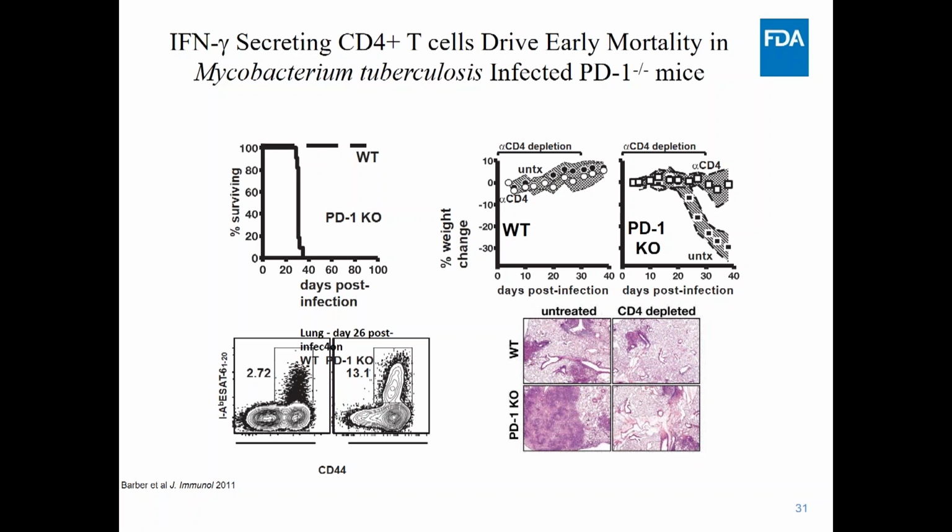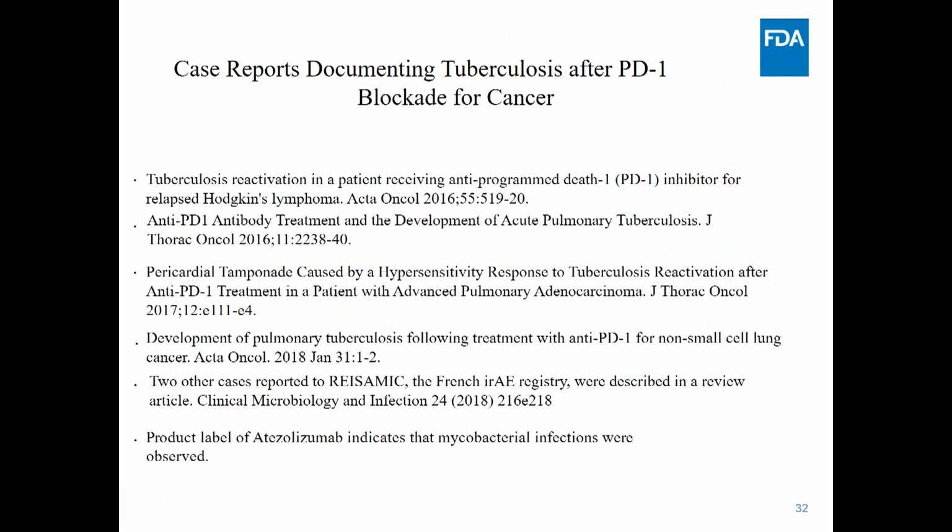So in this circumstance, anti-PD-1 treatment actually is devastating, and in humans there are case reports documenting TB and worsened effect after PD-1 blockade for cancer. I listed a number, but here's a pericardial tamponade caused by a response to anti-PD-1 treatment in a patient who had pulmonary adenocarcinoma.